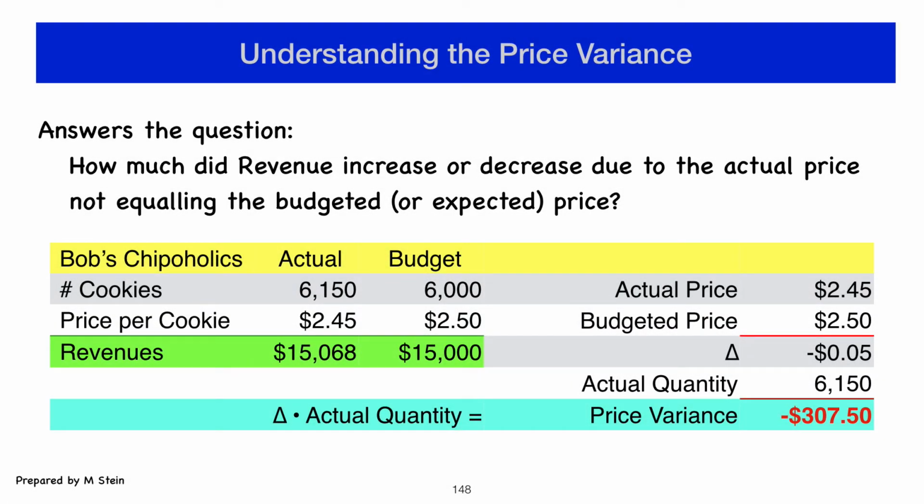I'm starting with the price variance. So we take the actual price, subtract the budgeted price, and calculate a delta of minus 5 cents. We then multiply that by the actual quantity, 6,150, and we see the price variance is a negative $307.50. This means that the revenues would have been higher by $307.50 had the company been able to sell its cookies at the budgeted price of $2.50.